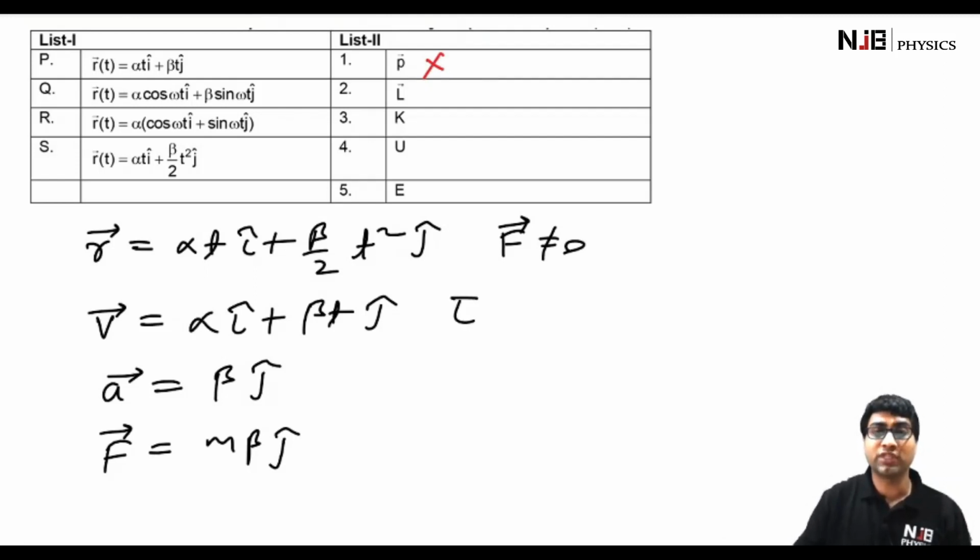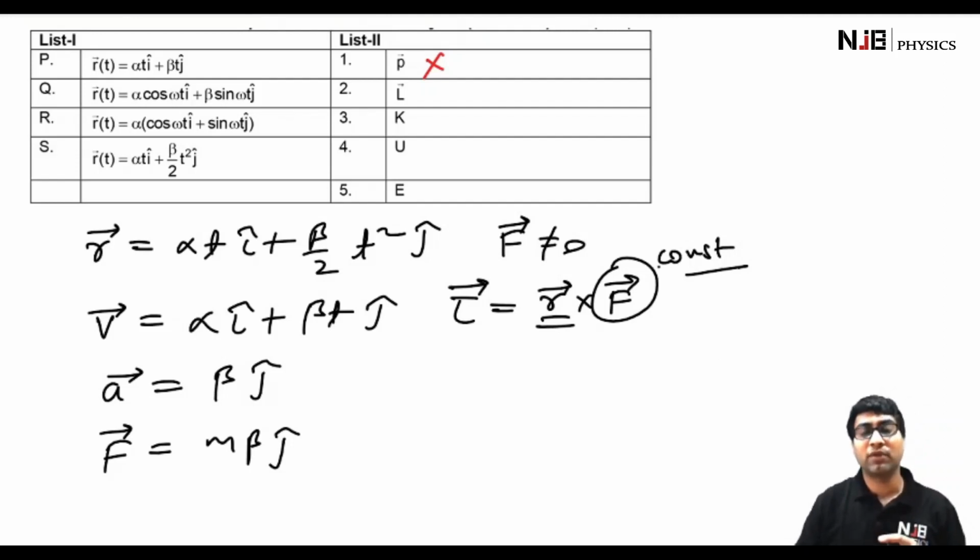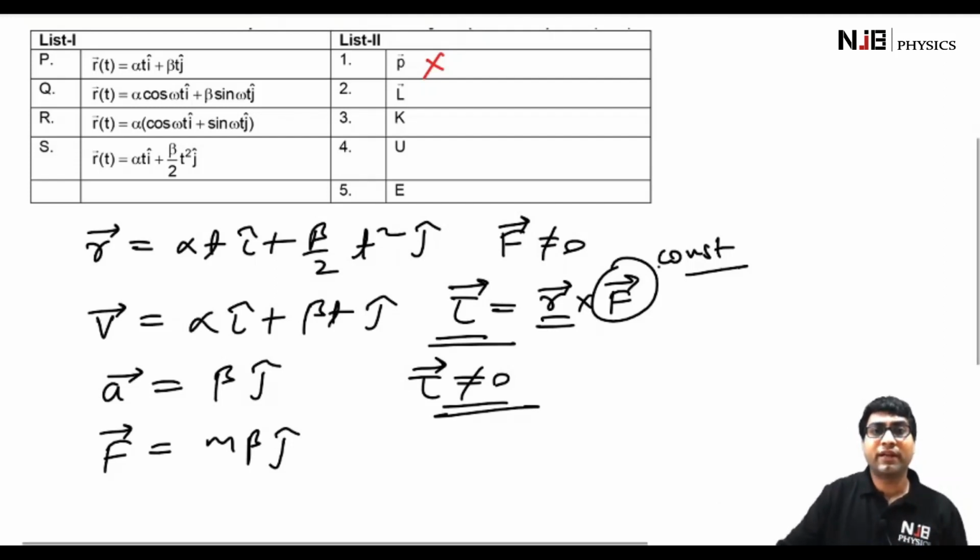For that, we have to see whether the torque vector is 0 or non-zero. Torque vector is r vector cross f vector. We know that this force vector is a constant vector, and this position vector is changing with respect to time. Therefore, the product of position vector with force vector is going to change with time, and therefore this torque vector is variable. And since this torque vector is variable, definitely we can say that torque vector is non-zero, and therefore we cannot conserve angular momentum as well.